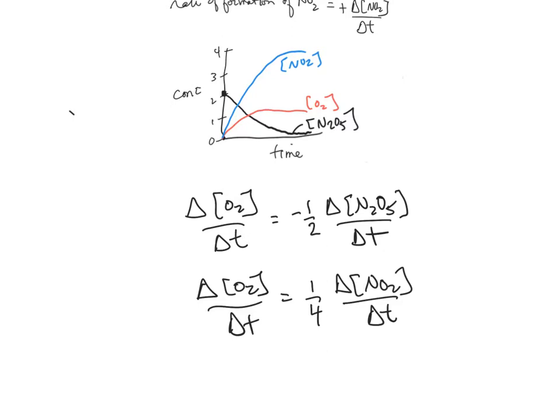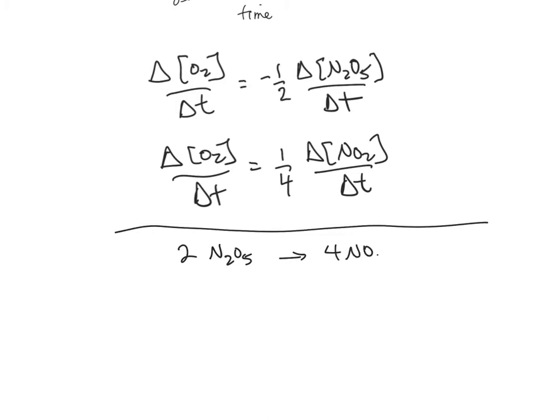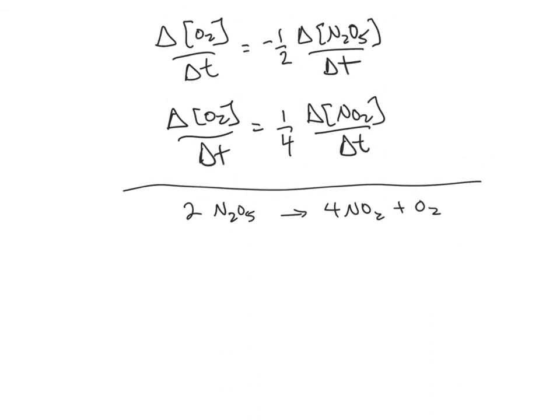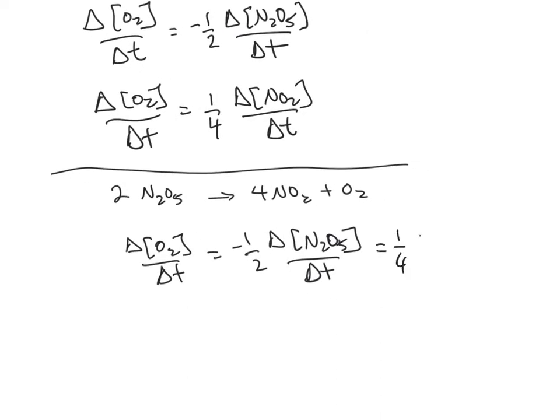Then you can put all this information together. And let me write the reaction again, which is 2 N2O5 forming 4 NO2s plus O2. And take this rate information and say the rate of the O2 is -1/2 rate of the N2O5 decomposition, which is also equal to 1/4 the rate of NO2 versus time, or concentration versus time.